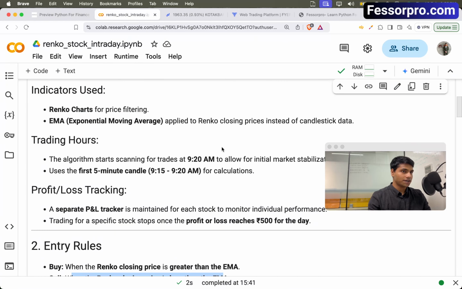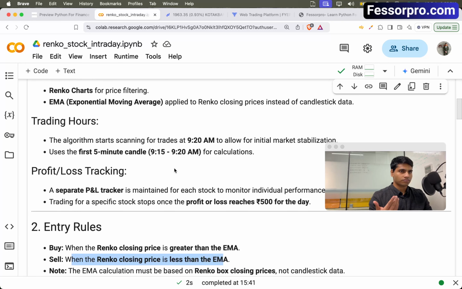Okay. Now what is the trading hour? Trading hour is we will start the strategy at 9:20 and we will have some exit condition. So we will use the first 5 minute for calculation and all. We'll start everything at 9:20.